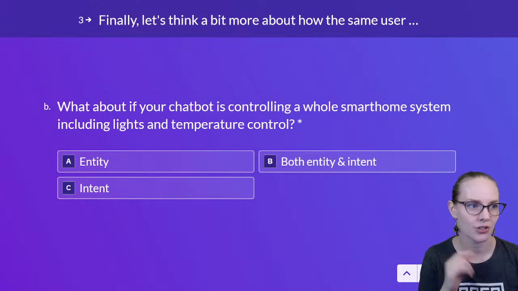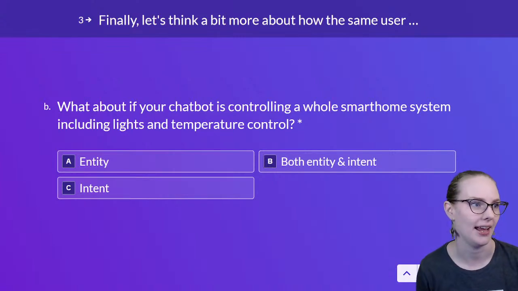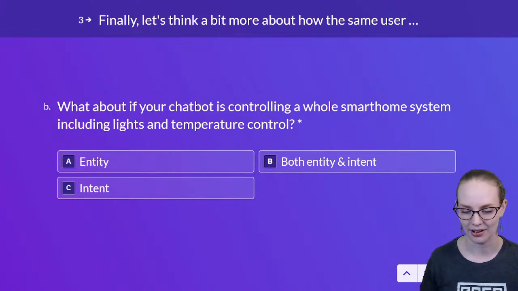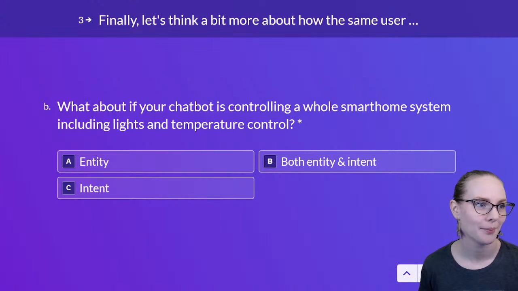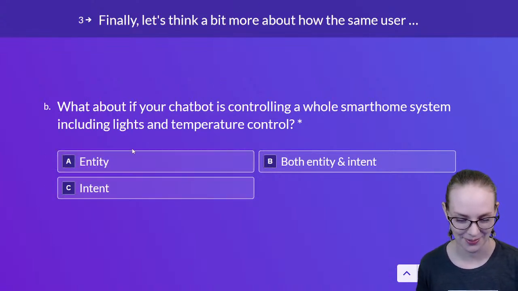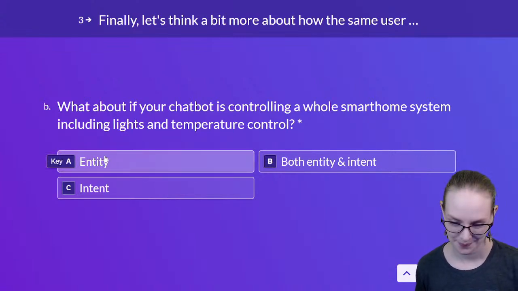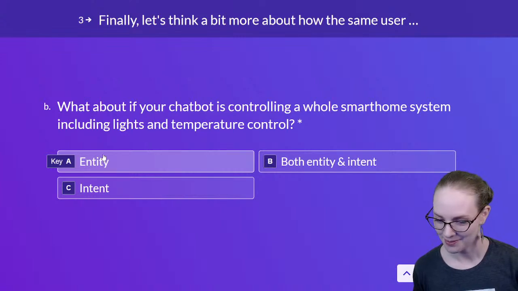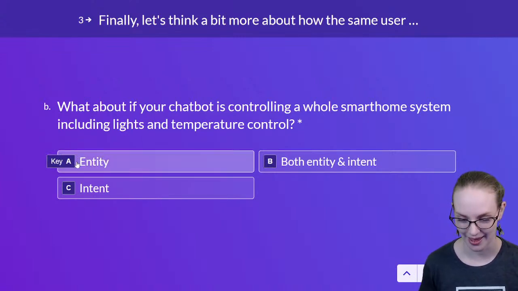But in this case, turn off the light. Would that be an entity, an intent, or both an entity and an intent? And I'll give you a second to think. Okay, we got a guess for both, vote for both entity and intent. All right. Got a vote for intent. I'm going to stick with what I've been doing and just go with A.